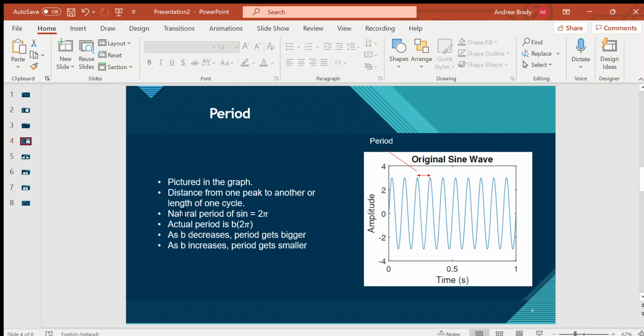So the period pictured here in the graph is the distance from one peak to another, or can be described as the length of one cycle. The natural period of sine is 2 pi, but the actual period is b times 2 pi. So b is the coefficient of 2 pi. As b decreases, the period increases, and as b increases, the period gets smaller.